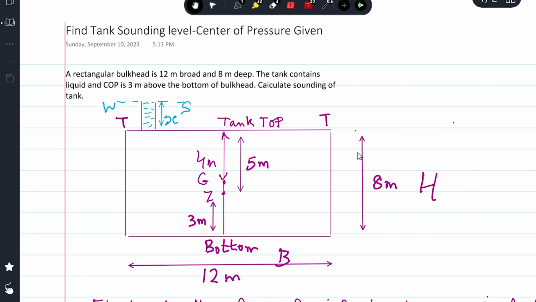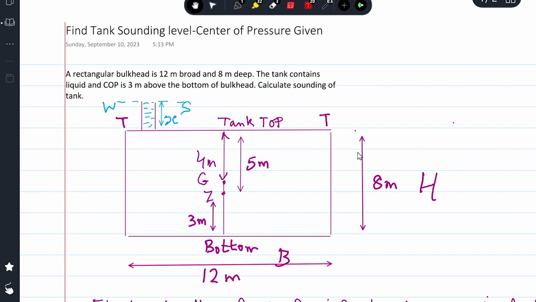See, this diagram is a rectangular tank top and is 12 meters broad. Height is 8 meters total. Center of pressure is 3 meters from the bottom. So in other words, it is 5 meters below the tank top, because total height is 8 meters. So center of pressure is 5 meters below the tank top.